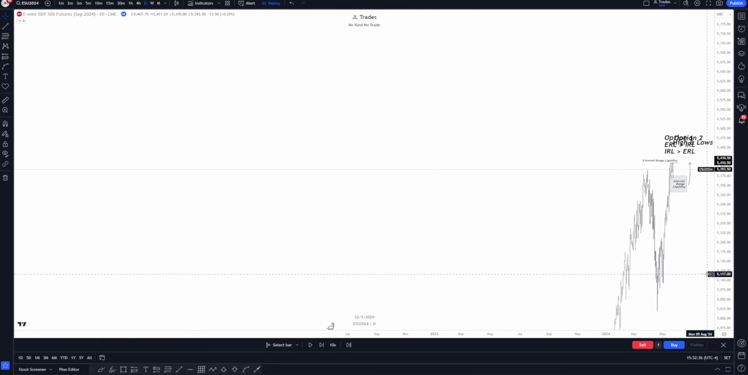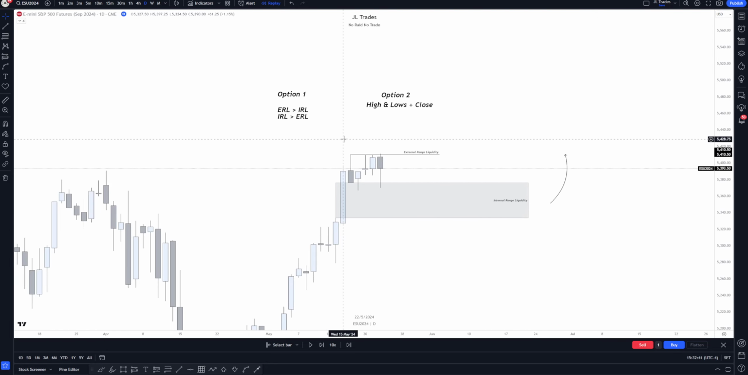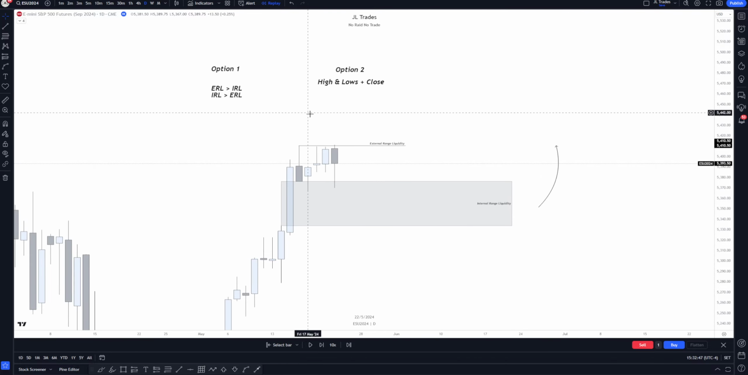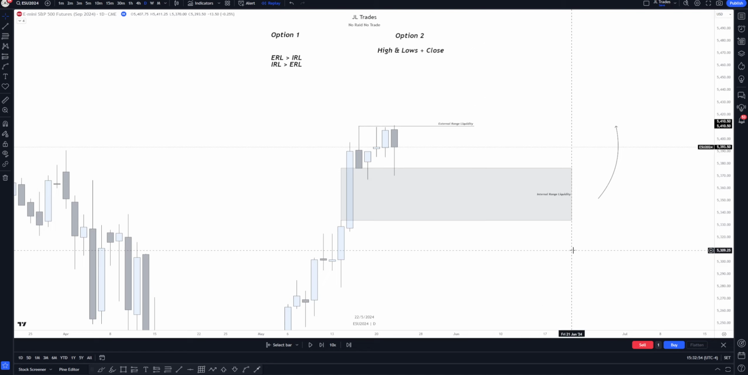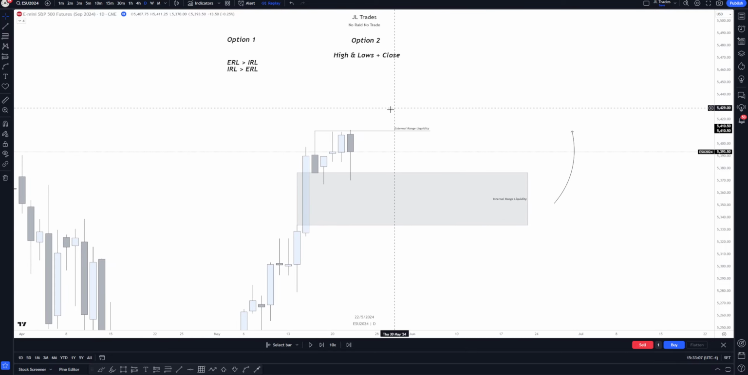Now we are at all-time highs. I would not long at all-time high. I would look for shorts because that would be above a swing high. So that being said, my bias once this external range liquidity gets taken would be bearish. I would look for a bearish internal range liquidity. Now, of course, if this candle was to close bullish, it would be a different scenario to what I'm about to explain. And this is when option 2 comes into play.